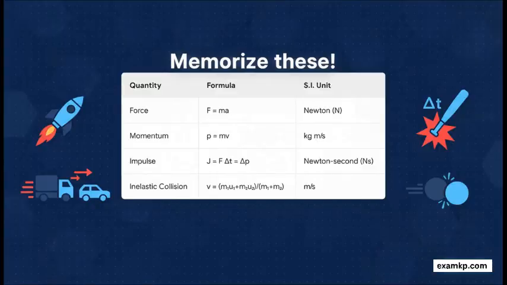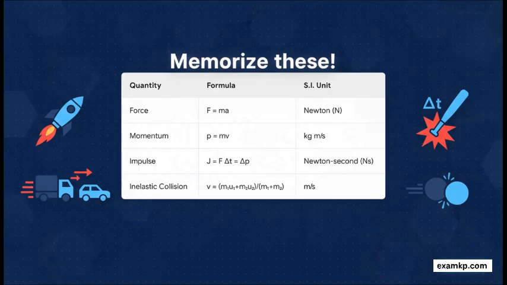Right here are the formulas that are absolutely non-negotiable. You must know these. F equals ma, P equals mv, impulse equals F delta t, and that useful formula for the final velocity when two things stick together. I want you to pause the screen right here, take a screenshot, write these down in your notebook, do whatever you have to do to memorize them until they become second nature to you.